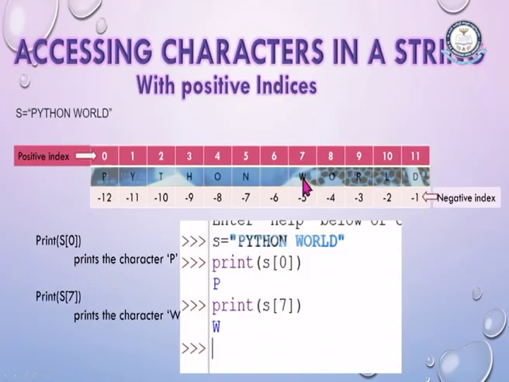See, you can notice one thing, here we are using the positive index, and print s of 7 will give you the character at 7th index position. What is at the 7th index position? At the 7th index position we have the character W. So, in this way we can use positive indices to get the characters from left to right. That means, in the same order the string is created. And let us see how to use the negative index.